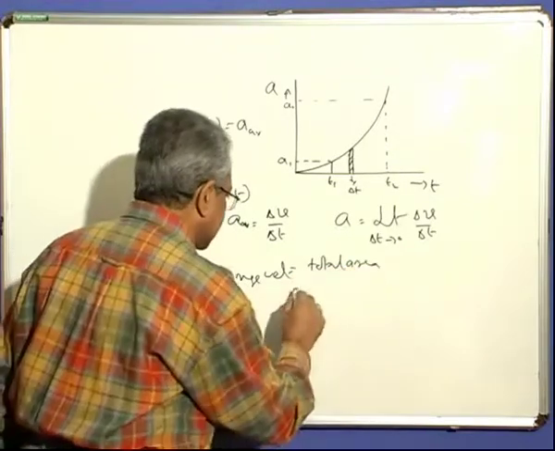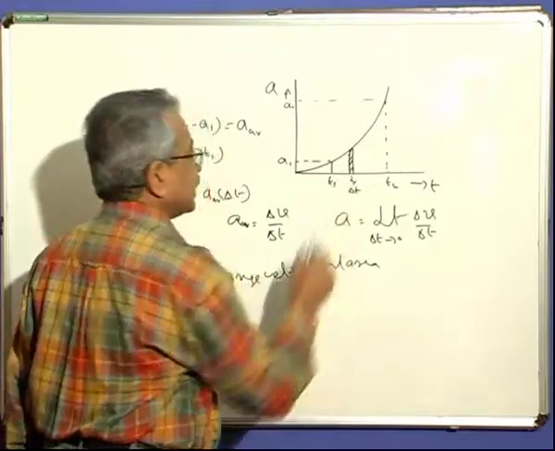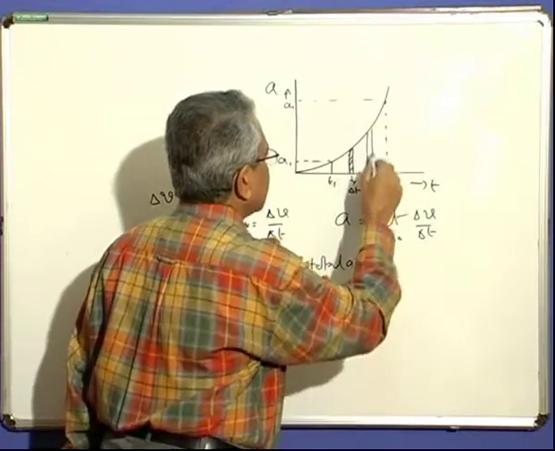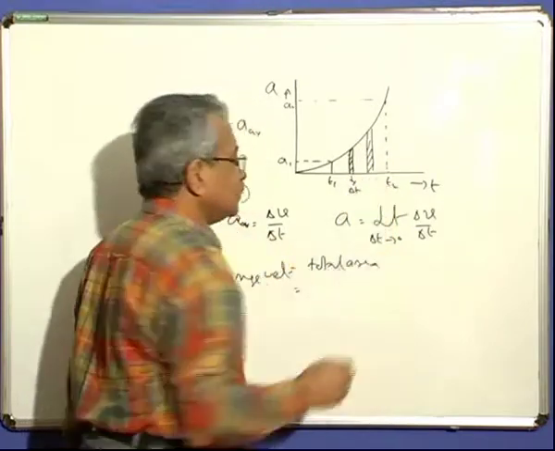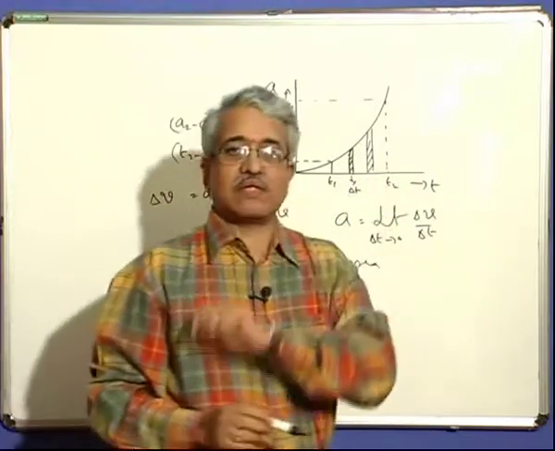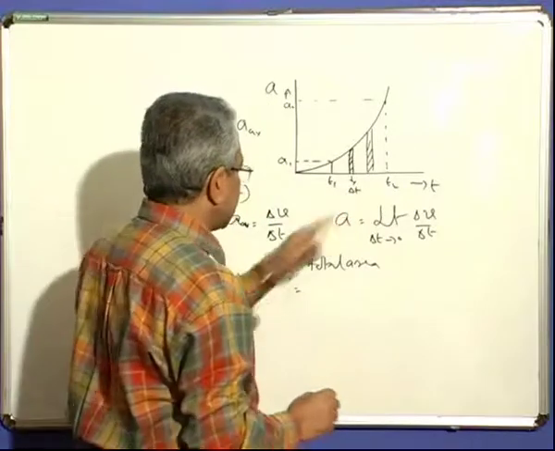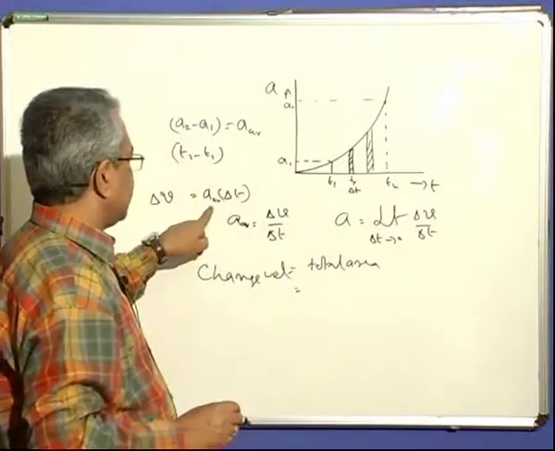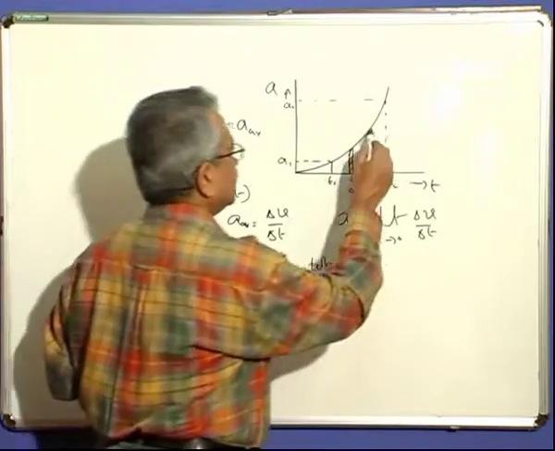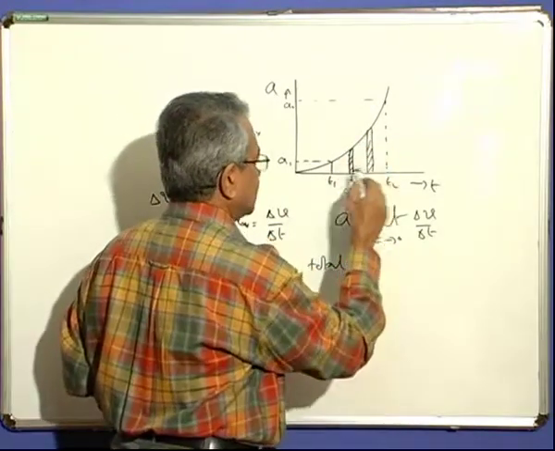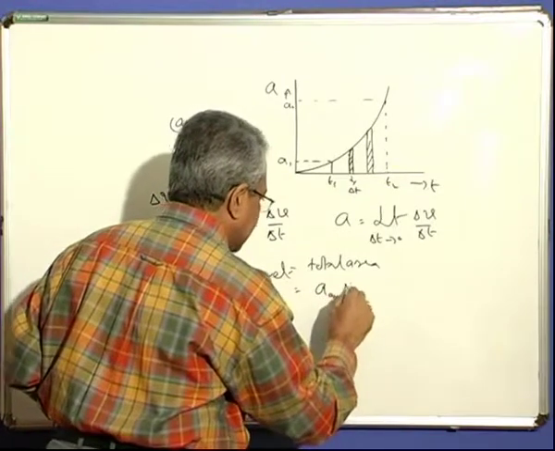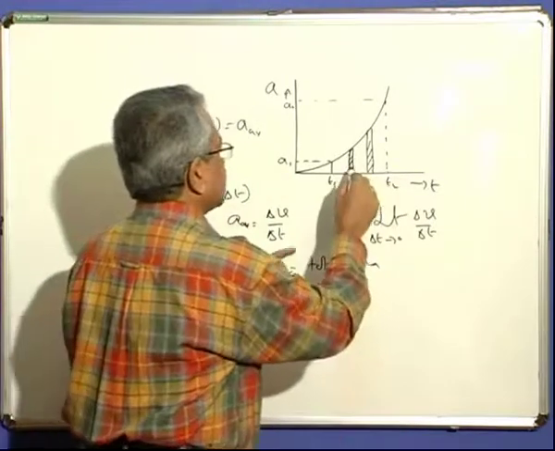How do you get this? You can get it by the method we described for the velocity-time curve. Divide the entire area into small strips. Each strip gives you the change in velocity during that time interval. That gives you the average acceleration in that interval, so that the change in velocity is average acceleration into delta t in one strip.